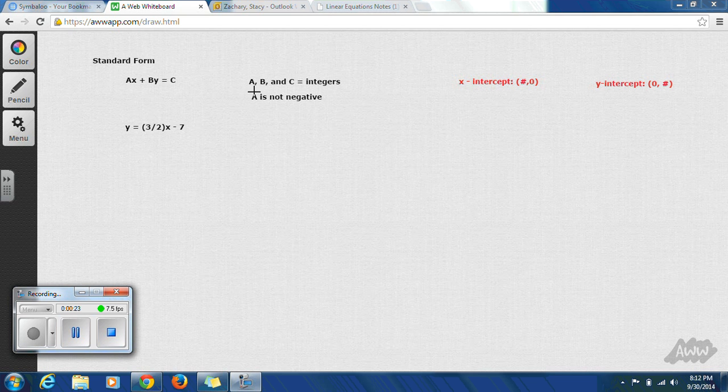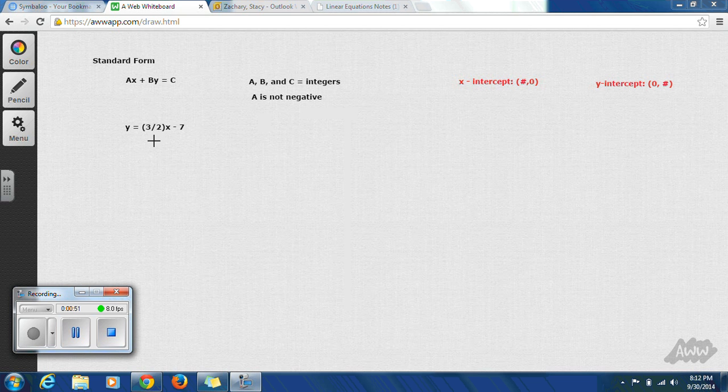First of all, you should notice that x and y are on the same side of the equation, and a, b, and c are going to be integers. In other words, they are not going to be fractions. One more thing that's important, in standard form, a should not be negative. So whatever we have to do, of course, to one thing, we'll always have to do to the other. But we can manipulate until all these criteria fit. So let's try it with this example.